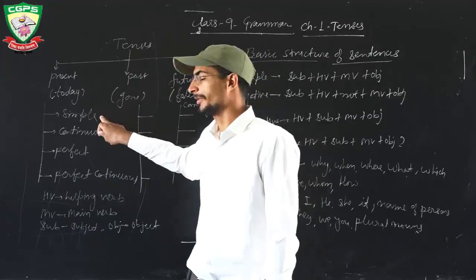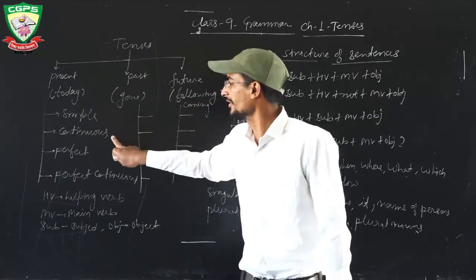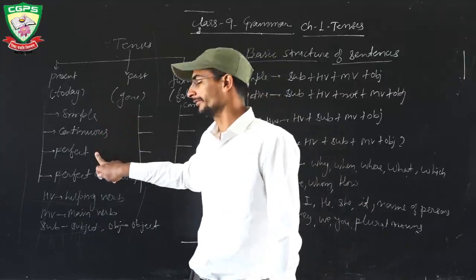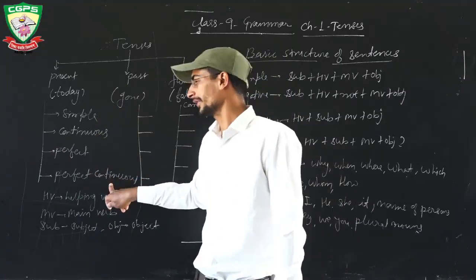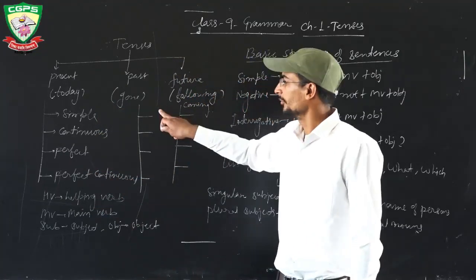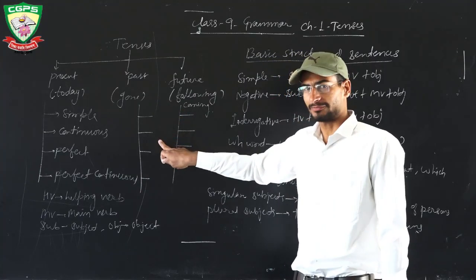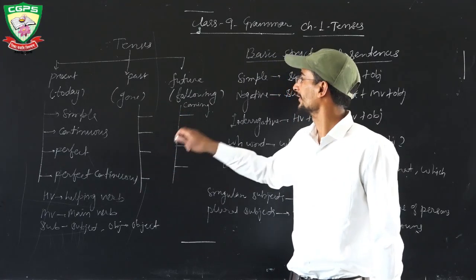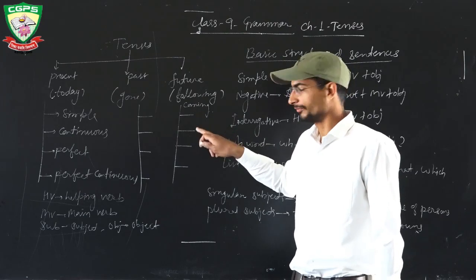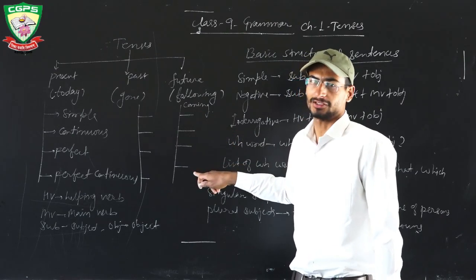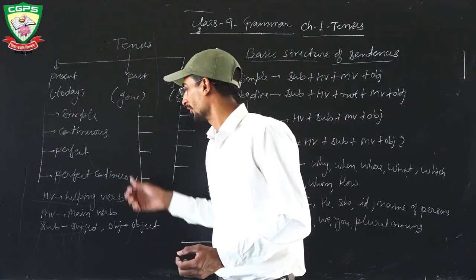Present tense is first part, present simple; second, present continuous; third is present perfect; and fourth is present perfect continuous. Similarly, past simple, past continuous, past perfect and past perfect continuous. Future simple, future continuous, future perfect and future perfect continuous. So there are four types of parts.